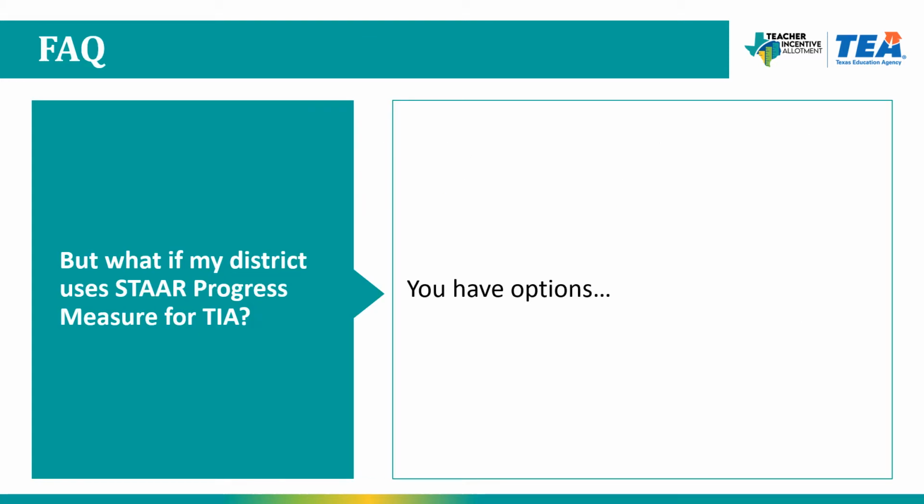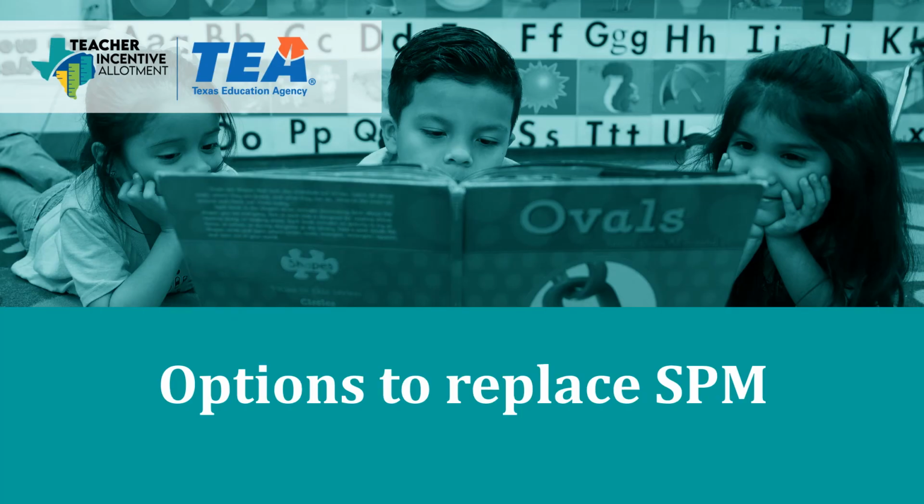So what do we do if my district uses STAAR Progress Measure for TIA? Well, the good news is you have options. Specifically, you have 4 options. Let's discuss each of these options in detail. Let's talk about what those are and what you can use to replace STAAR Progress Measure in your local designation system for your TIA plan.